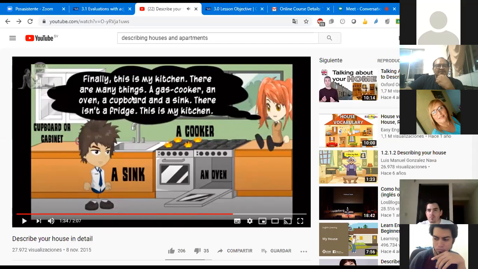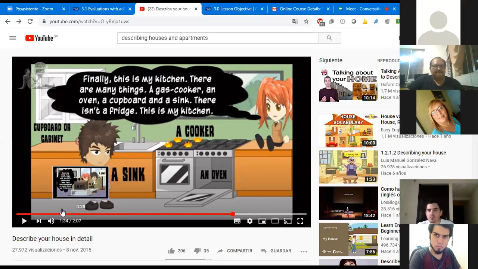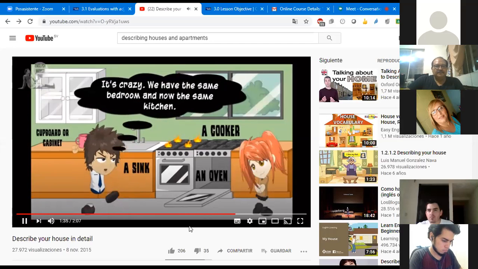Okay, here you can also see that there is a lot of vocabulary, right? Like many things, a gas cooker. This is in British English, right? In American English, you would probably use a stove, an oven, okay, cupboard, and a sink. There isn't a fridge, okay, or refrigerator. And then here it says, this is my kitchen. It's crazy. We have the same bedroom and now the same kitchen.